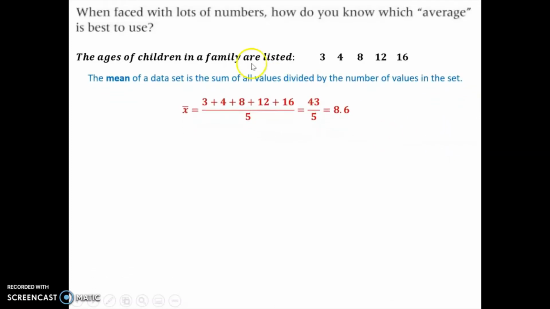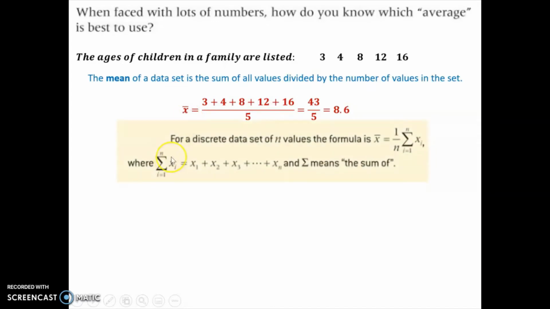Okay, so by the definition of a mean, we are going to add the 5 values right here. We're adding them up and dividing by the number of values, which is 5. It tells us our mean will be 8.6. The average age of these 5 kids is 8.6. And notice we use the symbol x with the little line over it. This is called x bar. That is typically used to represent the mean.